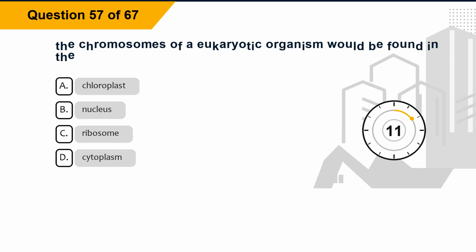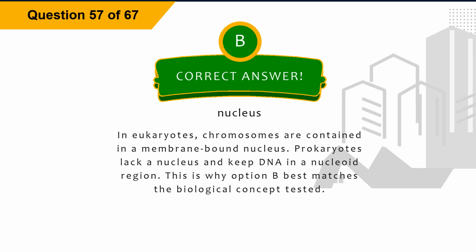The chromosomes of a eukaryotic organism would be found in the option A, chloroplast. Option B, nucleus. Option C, ribosome. Option D, cytoplasm. The correct answer is option B, nucleus. Explanation: in eukaryotes, chromosomes are contained in a membrane-bound nucleus. Prokaryotes lack a nucleus and keep DNA in a nucleoid region. This is why option B best matches the biological concept tested.